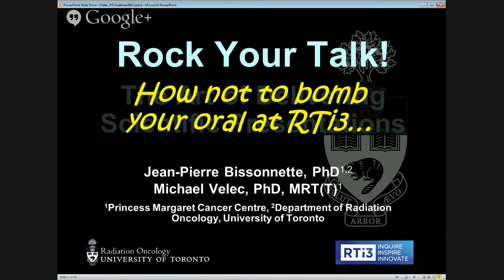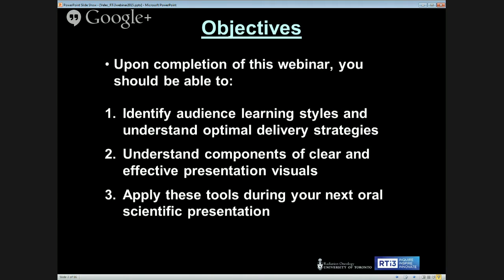So as you probably know, you've gotten the learning objectives. In general, what we're hoping after this hour session is that you will be able to identify audience learning styles and understand optimal delivery strategies when giving talks or teaching in general. We hope you understand components of clear and effective presentation visuals. And then ideally, you'll be able to apply these tools during your next oral scientific presentation, for example, at RTi3.